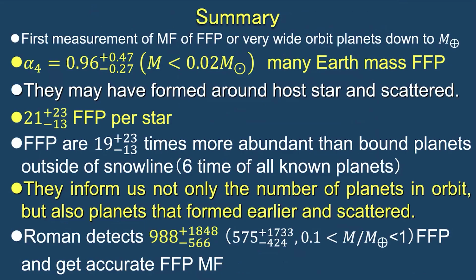So here's a summary. We first measured the mass function of the FFP by microlensing, and this power law index indicates there are many Earth mass FFP candidates. And this is 20 FFPs per star. And this result indicates they probably formed around the star and were ejected later. They inform us not only about the number of planets in orbit, but also about the planets that formed earlier and scattered. And then Roman will get a more accurate FFP mass function.